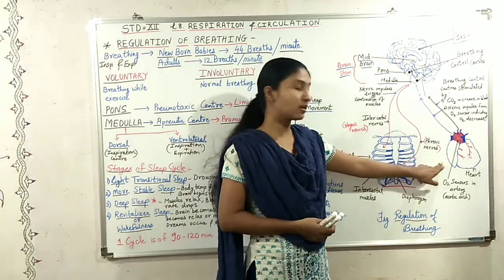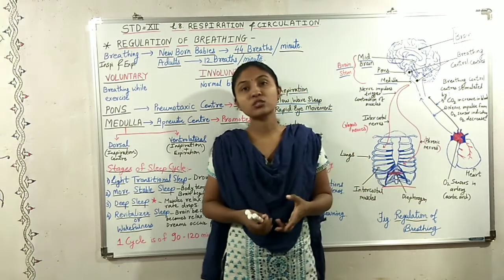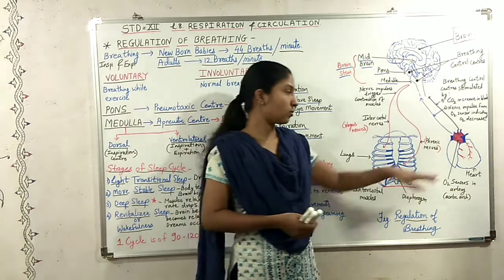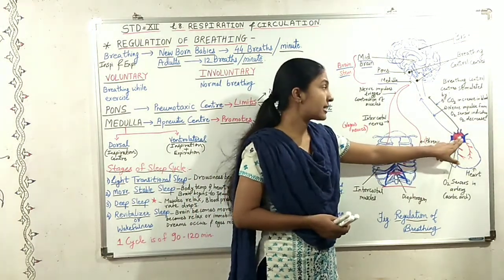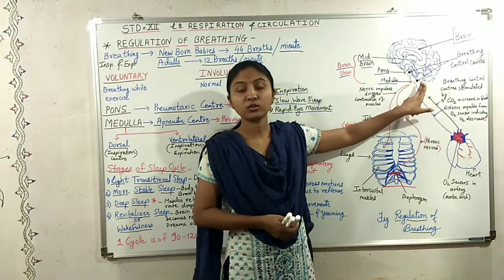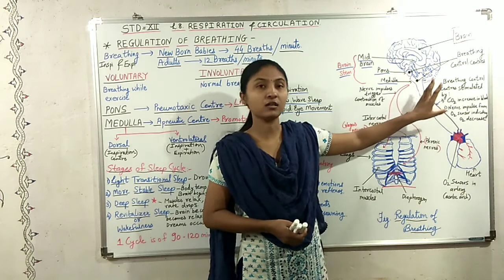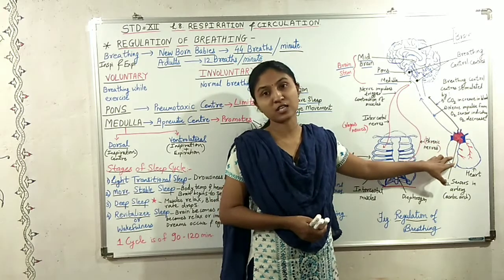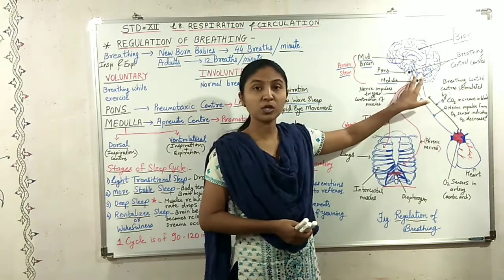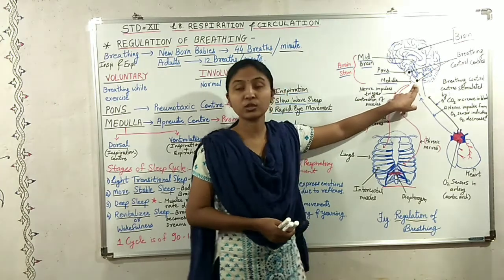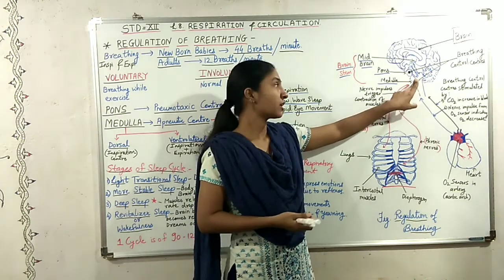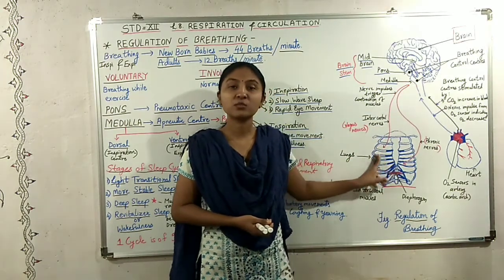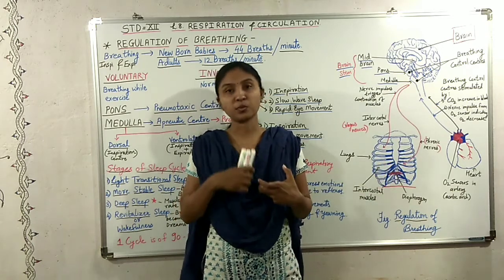At the same time, in the heart, the concentration of carbon dioxide increases and the oxygen level decreases. So the heart sends a stimulus to the brain, to the ventrolateral part of the medulla, that the carbon dioxide level has increased and the oxygen level has decreased. As the stimulus reaches the medulla, the medulla again sends stimulus to the lungs, and the inspiration process starts again.